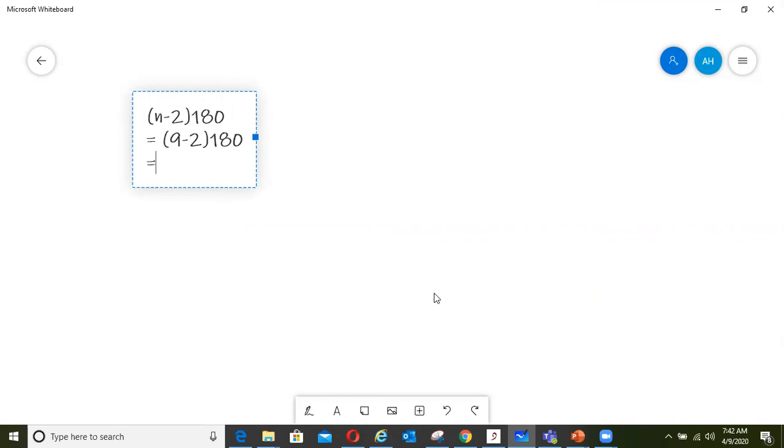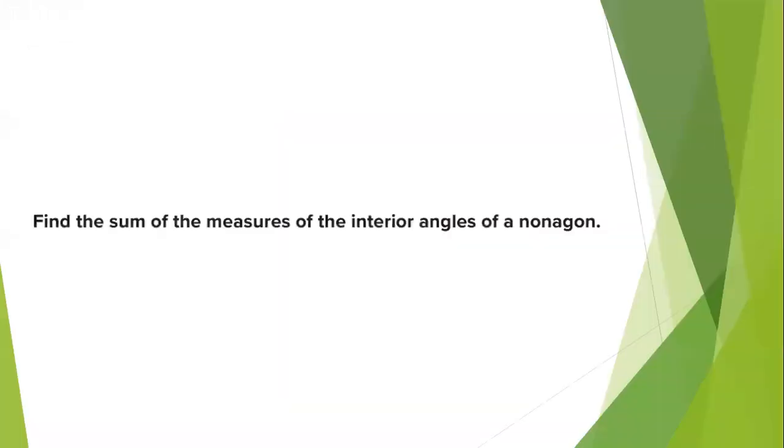It's 7 times 180, equals 1260 degrees. So the summation of all the interior angles of a nonagon is 1260 degrees.